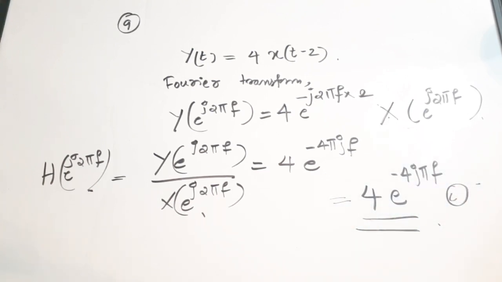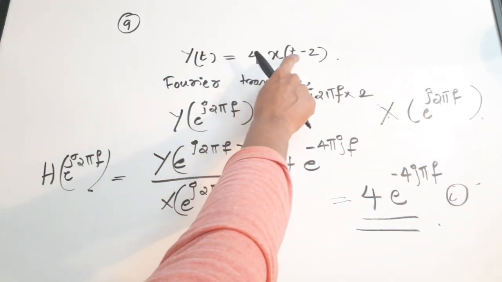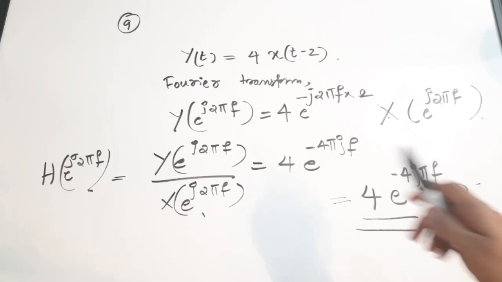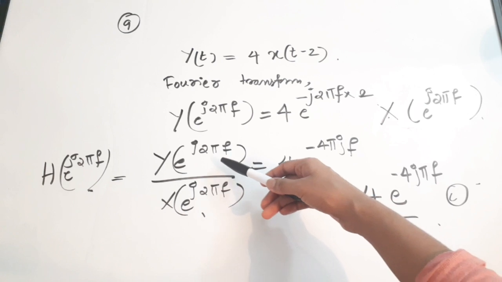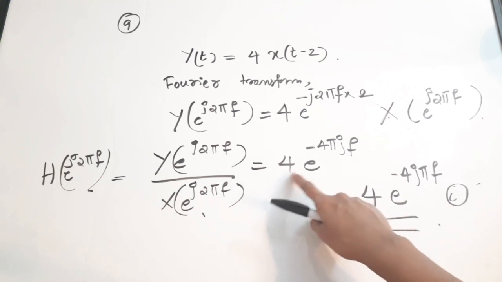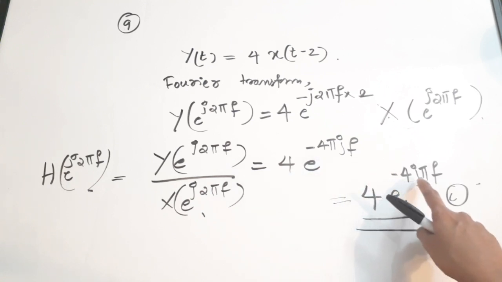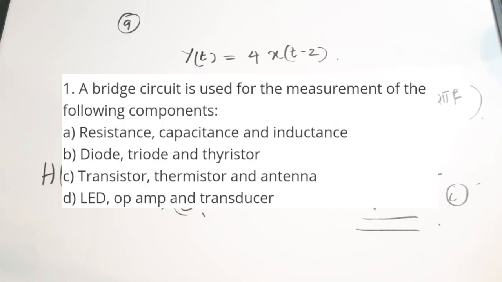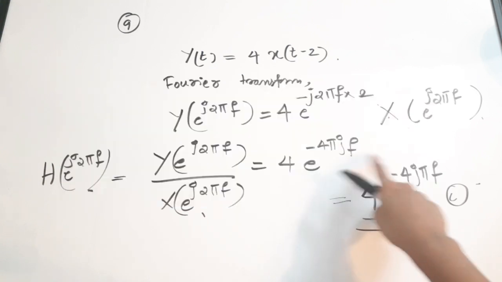So this is the transfer function of the system with an output function y of t is equal to 4x of t minus 2. We are just taking the Fourier transform, nothing else, and taking the division or the ratio of Y of e raised to j 2 pi f by X of e raised to j 2 pi f, and you will be getting 4 e raised to minus 4 j pi f. Okay, so this is the transfer function of this system. The correct answer for your 9th question is option C, which is 4 e raised to minus j 4 pi f.